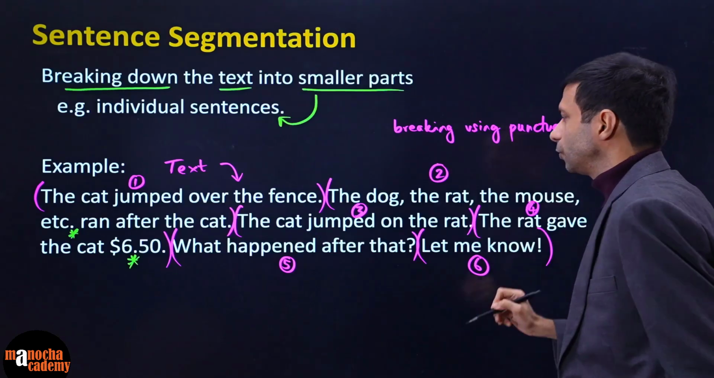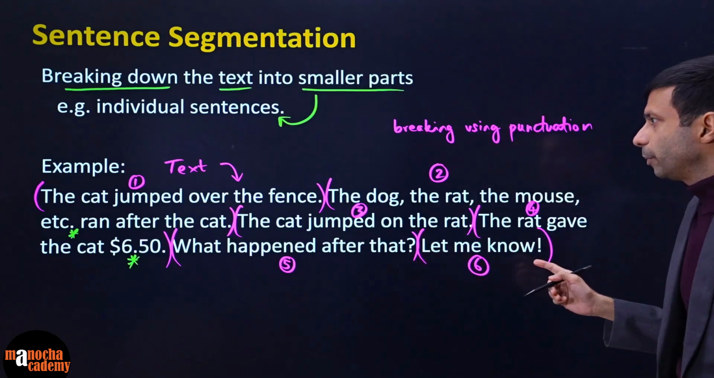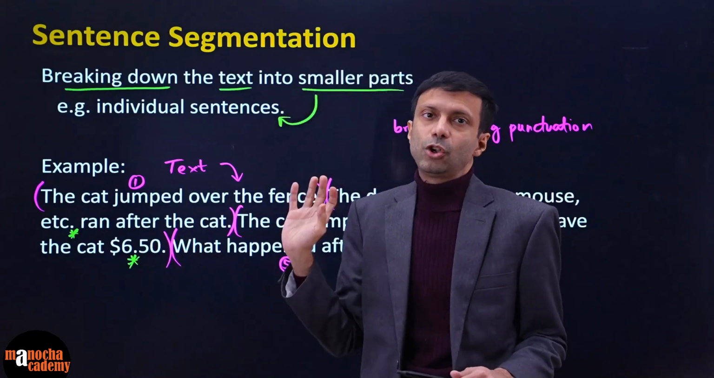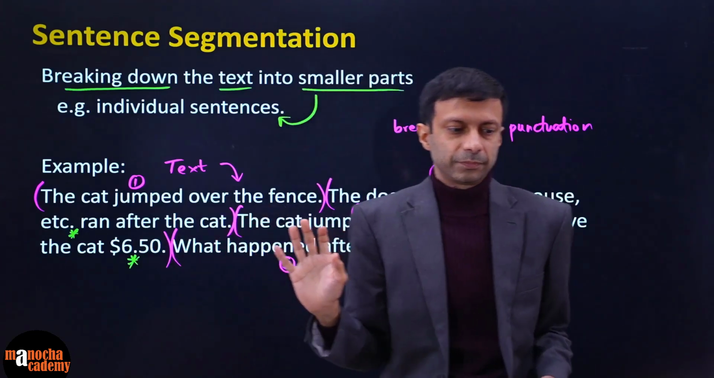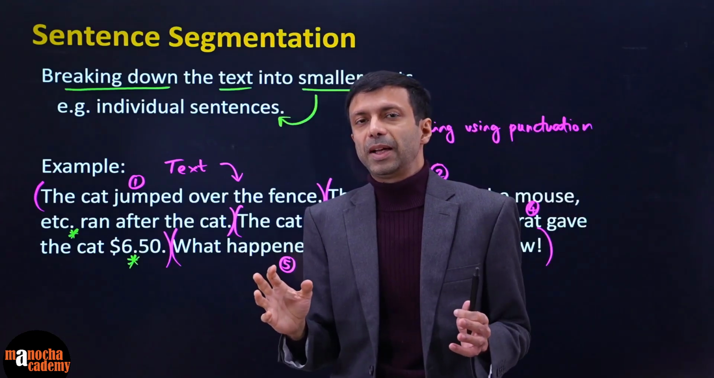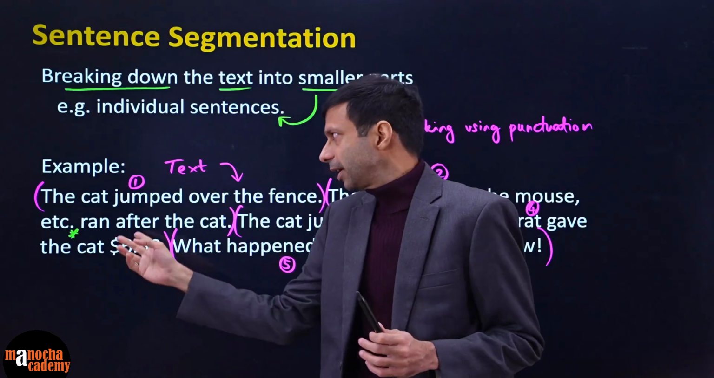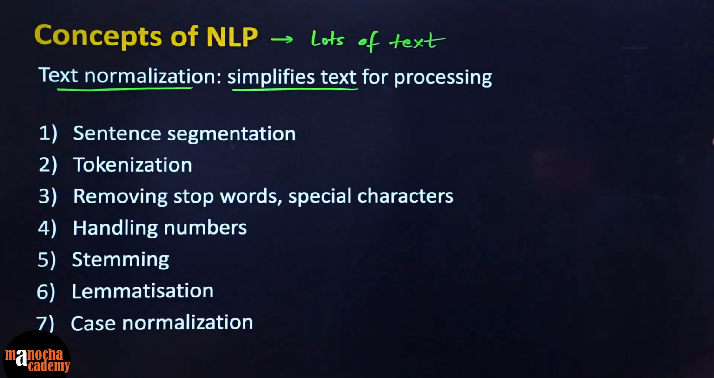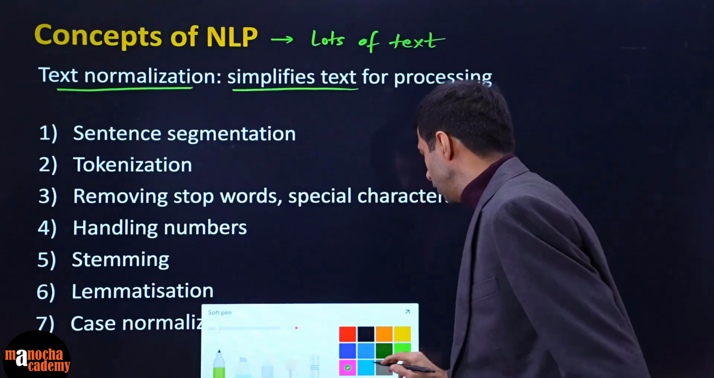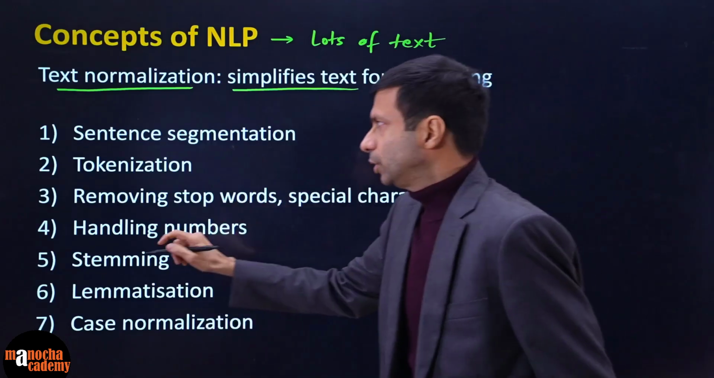Breaking using punctuation, not just the full stops. It could be a question mark or exclamation. So this is where you have to handle it, right? This is where just a simple dot breaking will not work. If you're running a breakdown in Python, say split this text according to dot, it will cause some problems. So we are done with the first step, sentence segmentation, which means basically breaking it down into sentences.